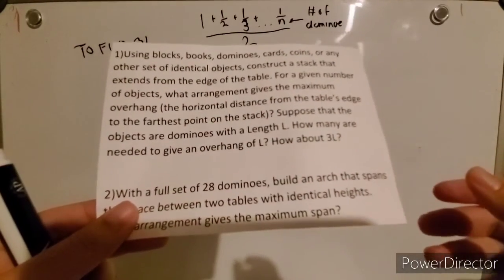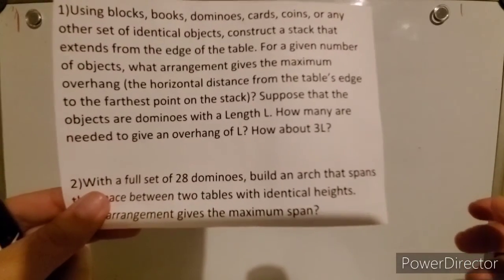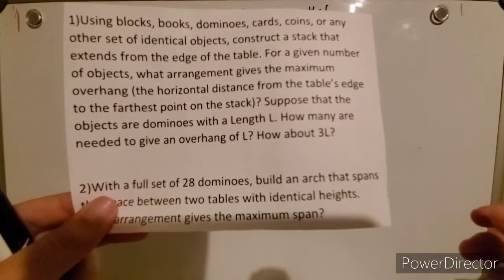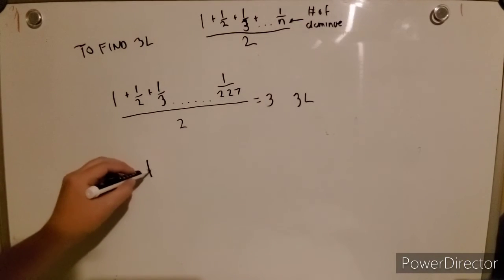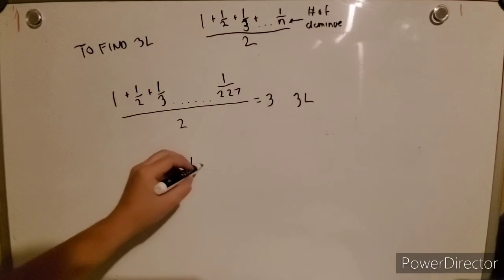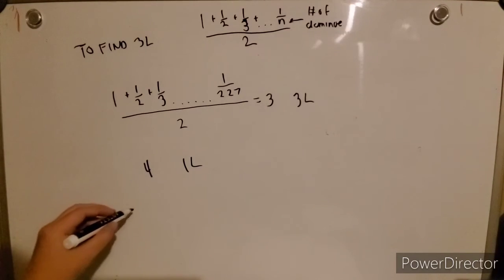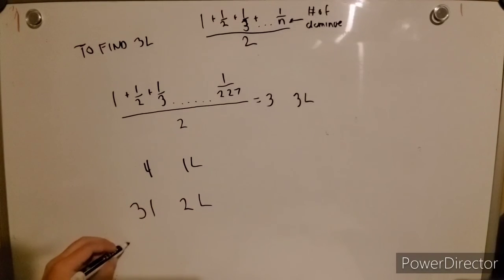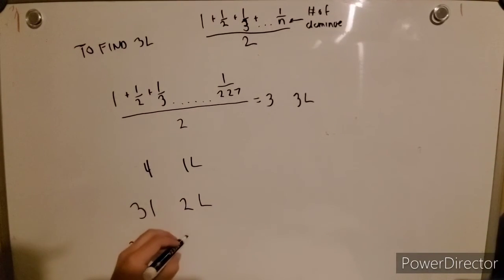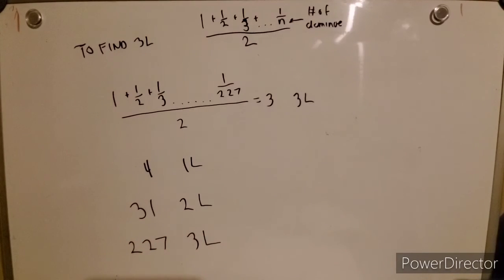Suppose that the objects are dominoes with the length L. How many are needed to give an overhang of L, and how many to give an overhang of 3L? Well, here we go. We need 4 dominoes to have 1L. We need 31 dominoes to achieve an overhang of 2L, and 227 dominoes to achieve an overhang of 3L. So all this, of course, is theoretical. For instance, if we were to try this in real life, just even the slightest incline on the ground floor may interfere with our calculations.